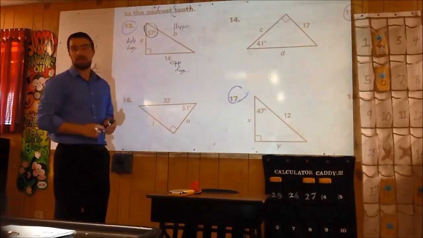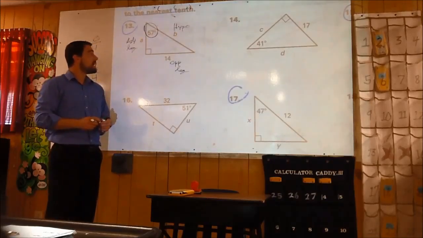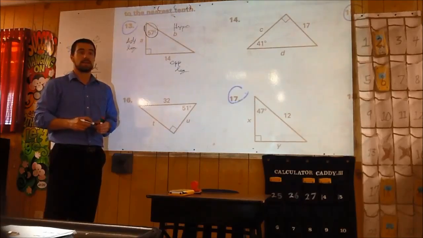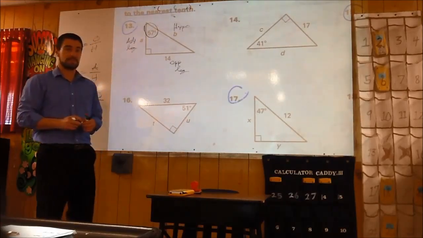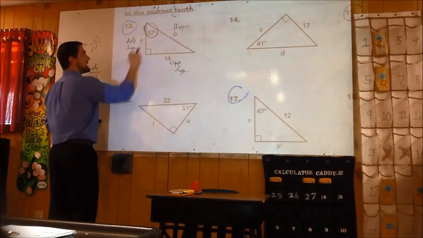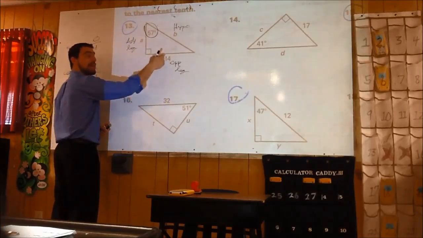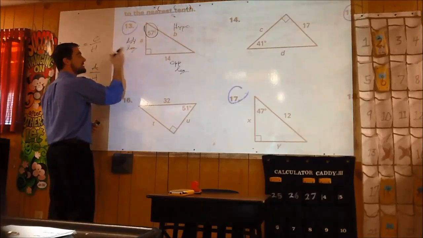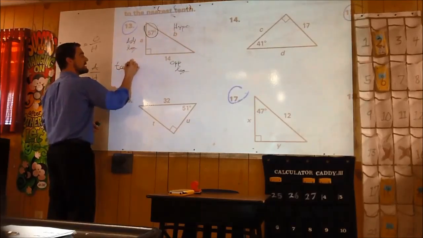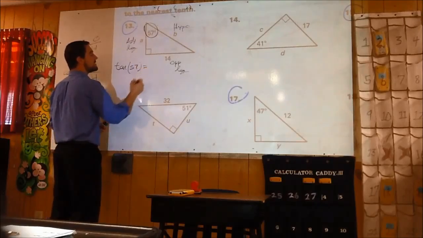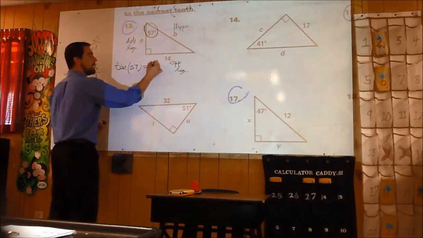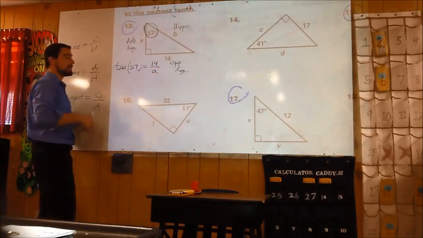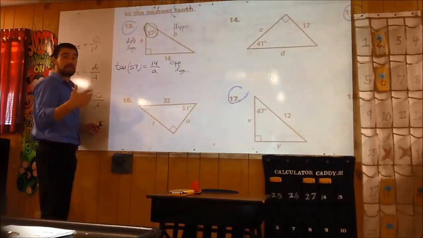What trig function do I have to use to solve for A? It's not sine, and it's not cosine either. Tangent. Because it involves the opposite leg, the one that I actually know, and I'm searching for my adjacent leg. So to solve for A, I must use tangent. So tangent of my angle is equal to opposite divided by adjacent. So that's 14 divided by my adjacent leg, which happens to be the variable A.